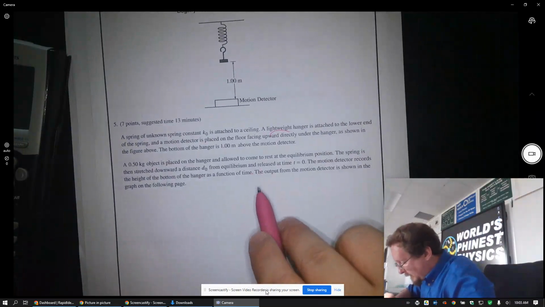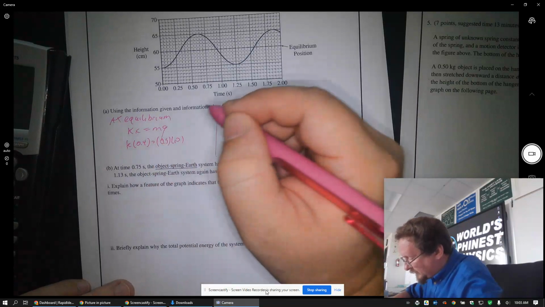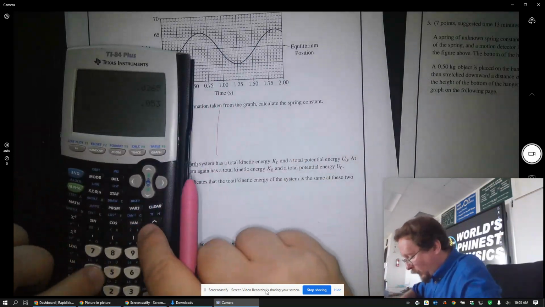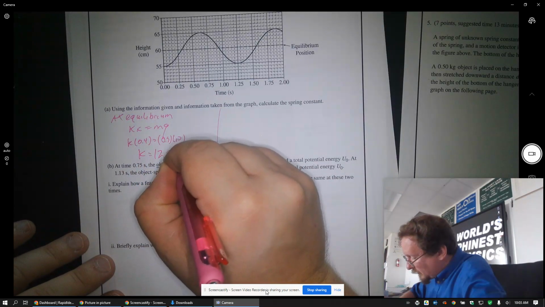The mass was 0.5, so go ahead and use 10 for g. So 5 over 0.4, I should do that in my head. 12.5. k is 12.5 newtons per meter. That's one way to do it.